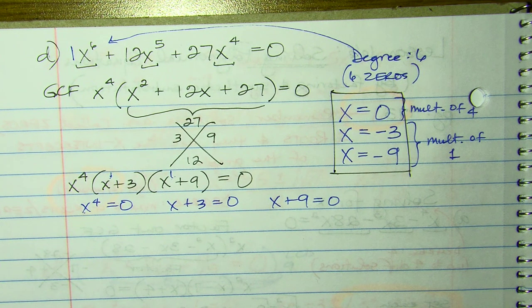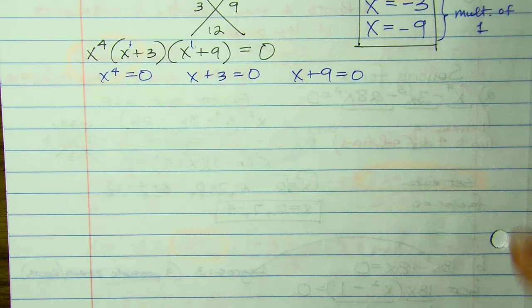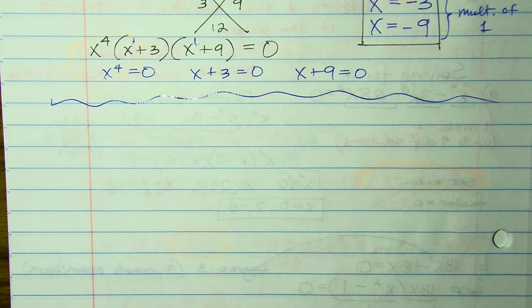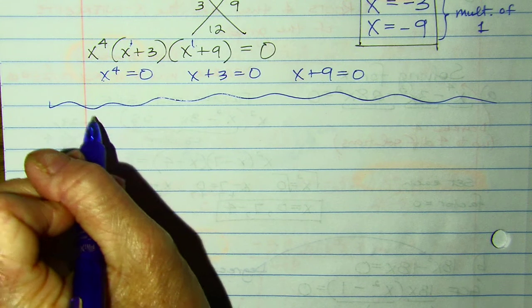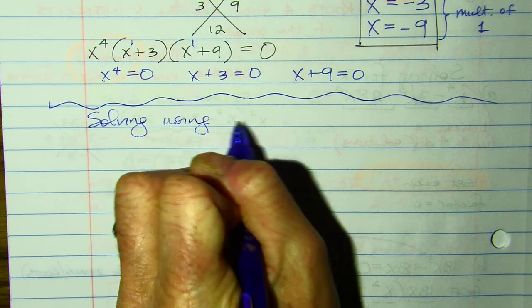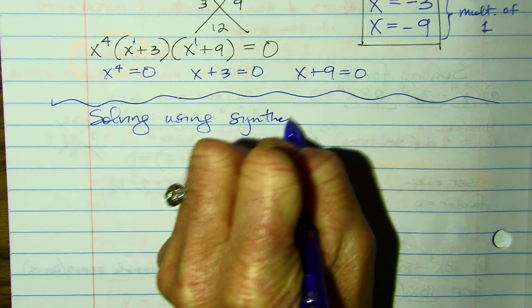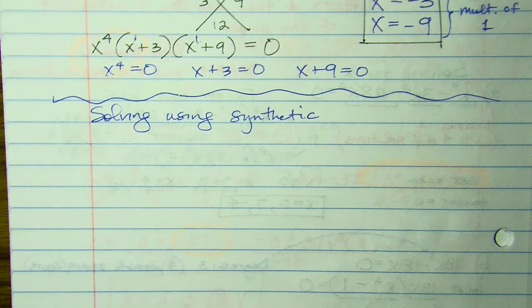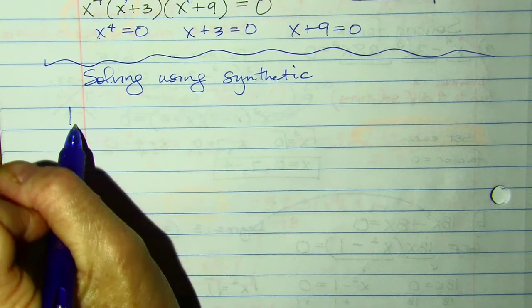Now, I believe the rest involves some more complex solving. I'm going to break off and do some examples where factoring might not work. So solving using synthetic. All right, so I'm going to do an example with you that's not in the book.